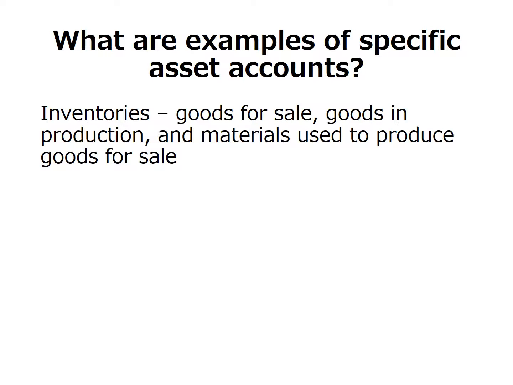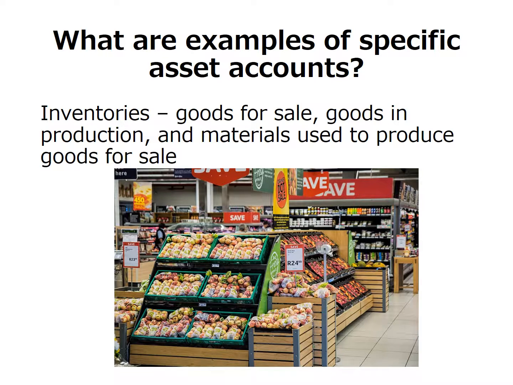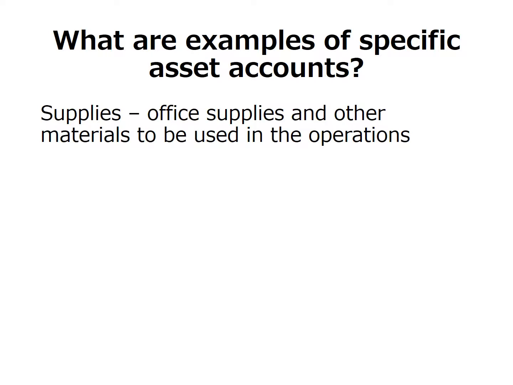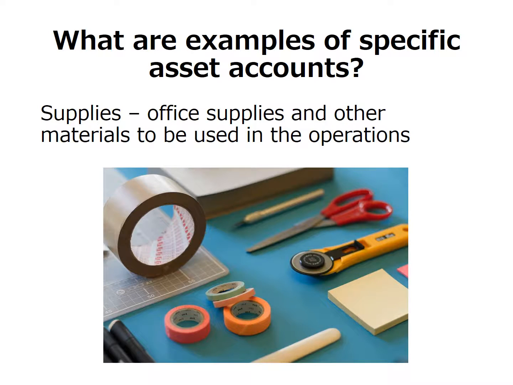Inventories are goods for sale, goods in production, and materials used to produce goods for sale. Supplies are office supplies and other materials to be used in the business operations.